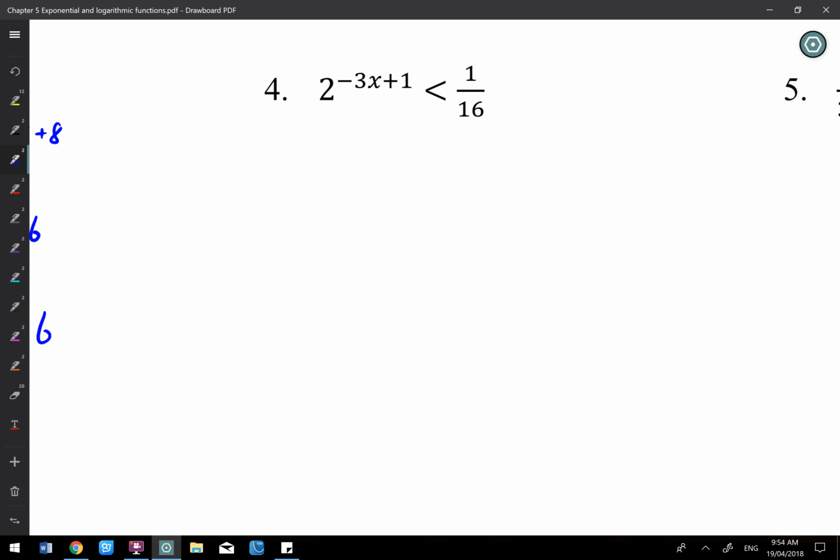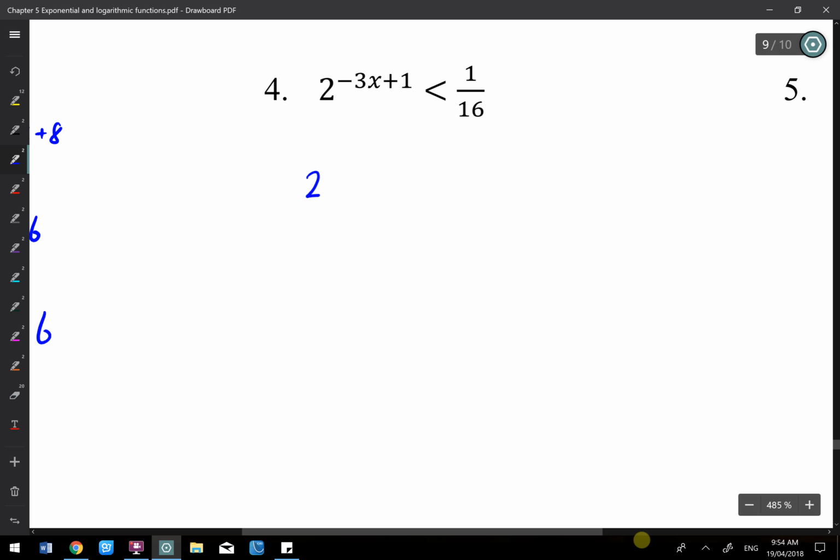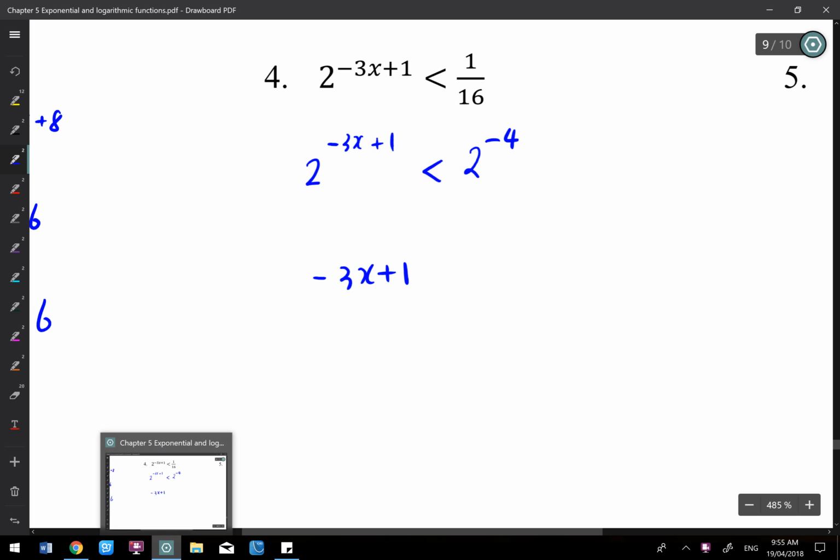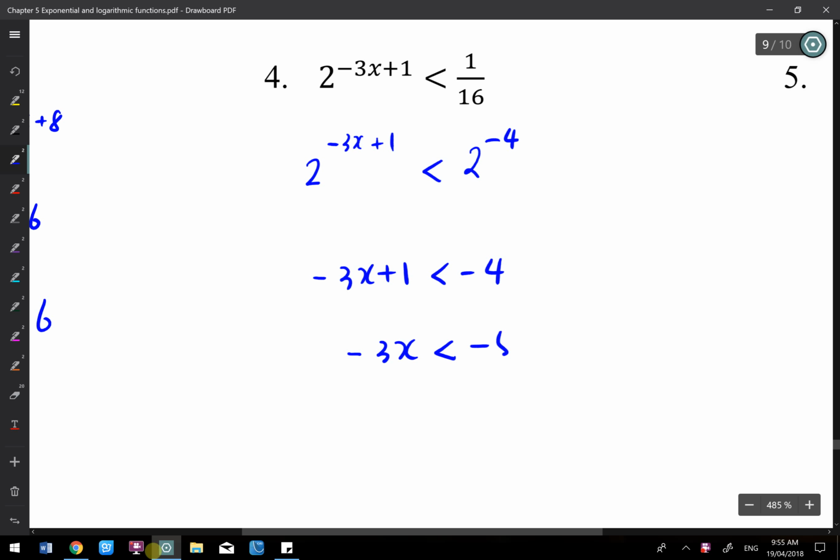Let's do 4. 4 is 2 to the power of minus 3x plus 1 less than, well, 16 is 4 times 4, 2 to the power of 4. So it's 2 to the power of negative 4. So minus 3x plus 1 less than minus 4. Minus 3x less than minus 5.